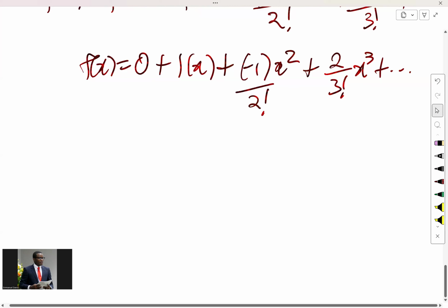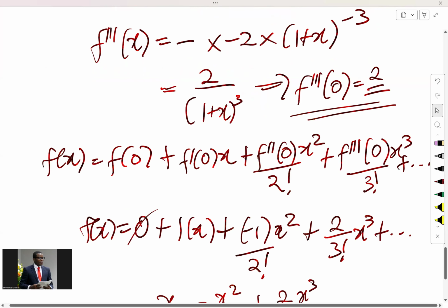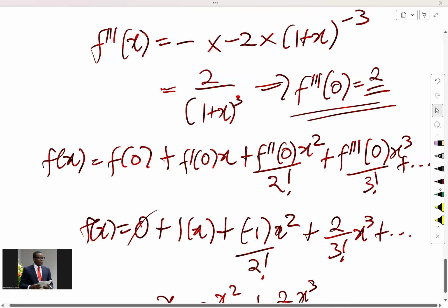So we have, okay, let's tidy this up. So this goes, of course, this is x minus x squared over 2 factorial, which is 2, plus 2 over 6 times x cubed, 2x cubed over 6. Okay, I think I want to go a step further. Let's just do this additionally so that we can have more points.